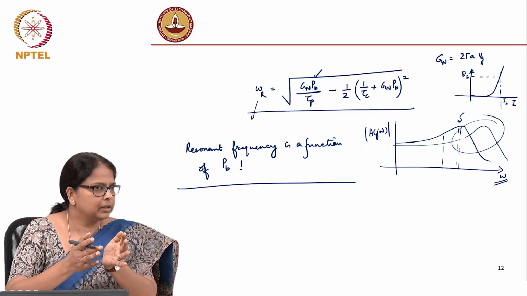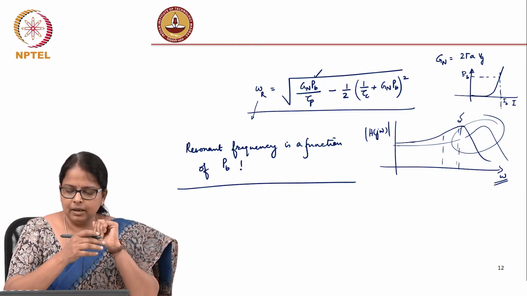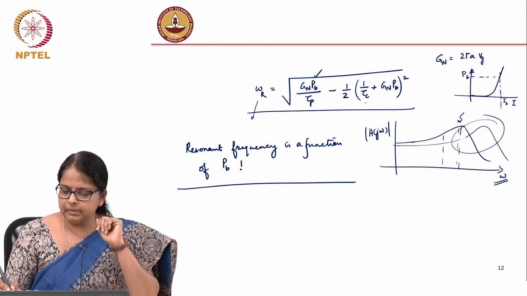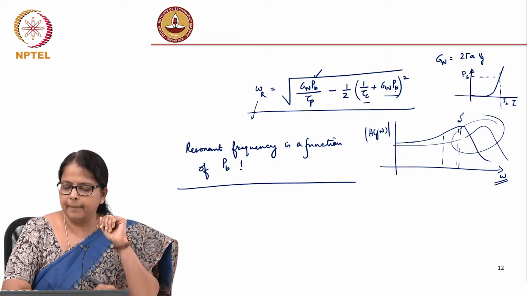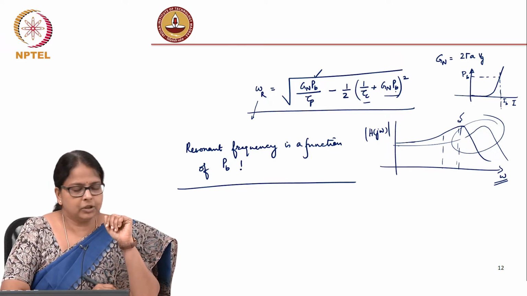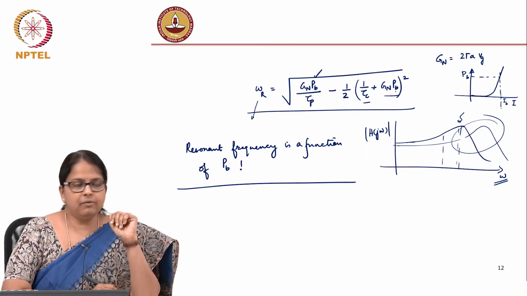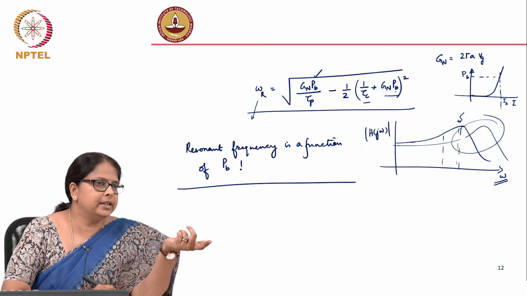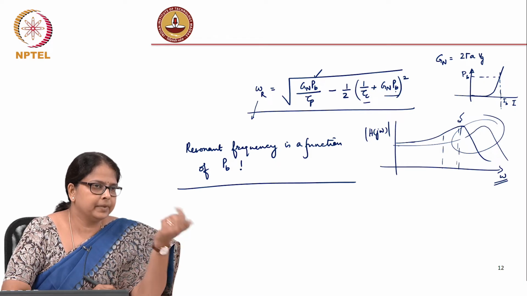Okay. So, it means that, and of course there is a second term which is 1 by tau c and Gn Pb, and 1 by tau c is related to my spontaneous emission. This is the spontaneous effective lifetime.